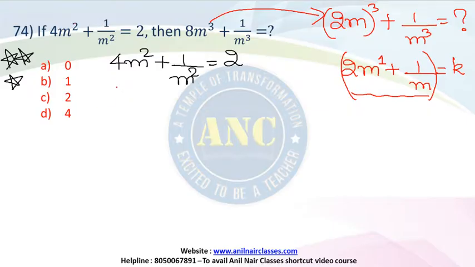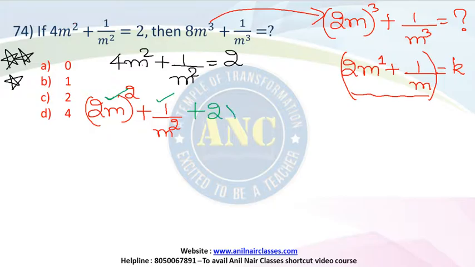Listen to this carefully. Can I say that this 4m square, I will write it as 2m whole square. 4m square, I will write it as 2m whole square plus 1 by m square, it is in square format itself. Now, we know that a plus b whole square, let me use a different color for your better understanding. We know that a plus b whole square is a square, that a square term I have here, plus b square, b square term also I have it here, plus 2ab. It is 2 into a value is nothing but 2m plus b value is nothing but 1 by m.